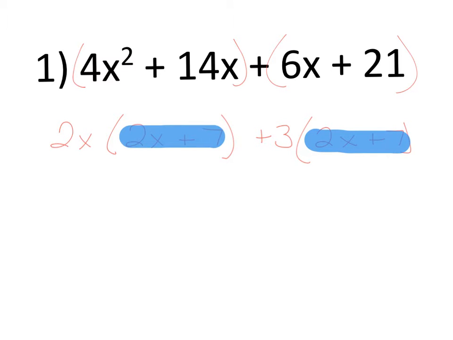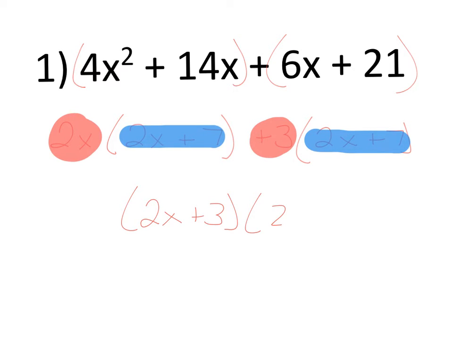Okay, so now last step, we're going to rewrite. And when we rewrite, we're going to put together the outsides and then just write down the inside, or the blue part there that I've highlighted. So our answer here: put together the outside, so 2x plus 3, and then rewrite the inside, 2x plus 7.